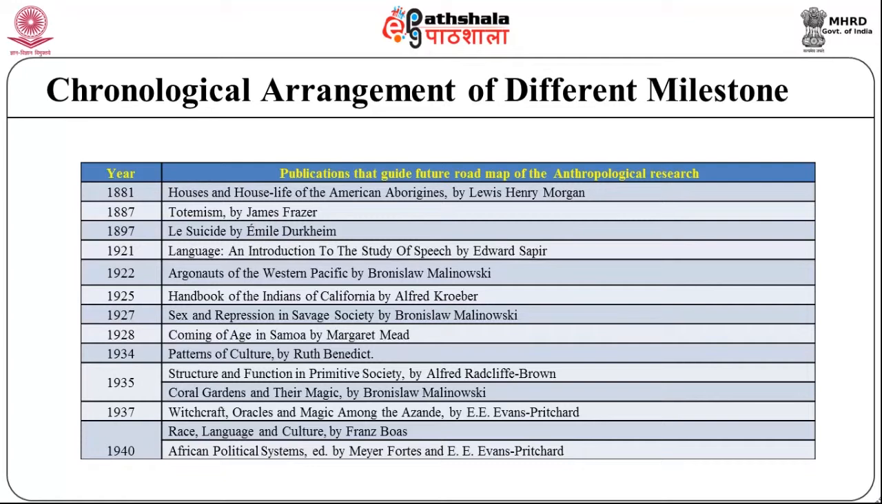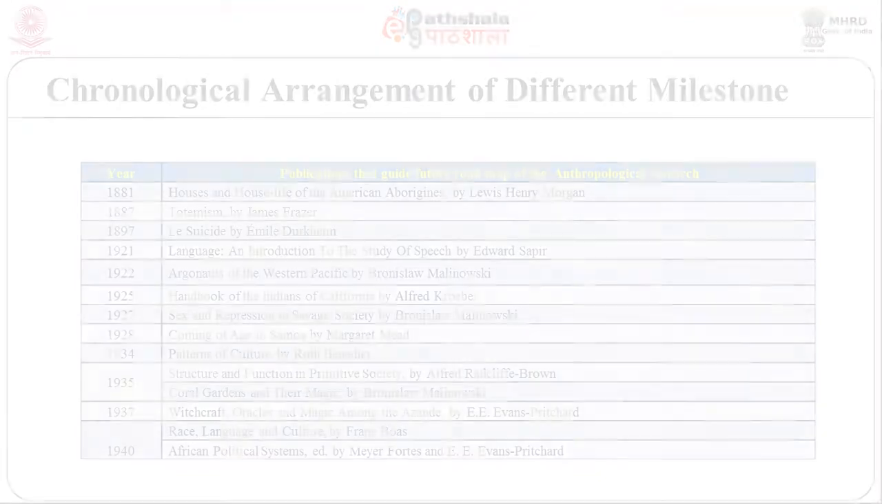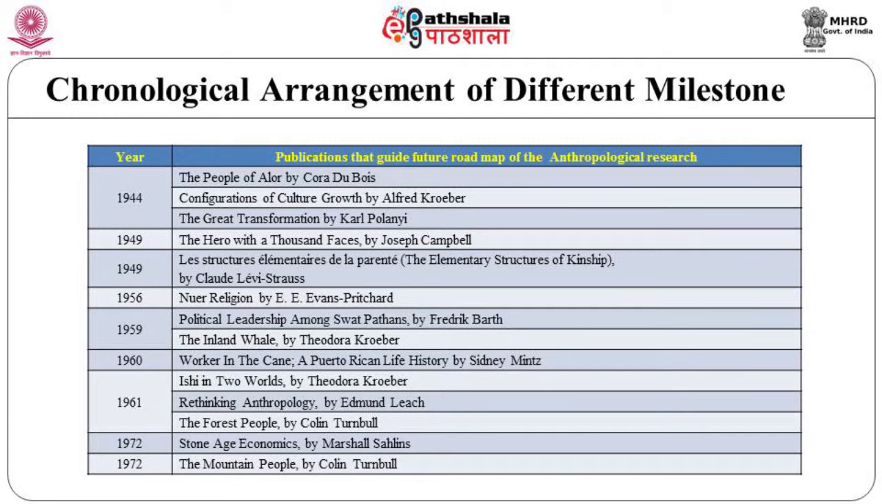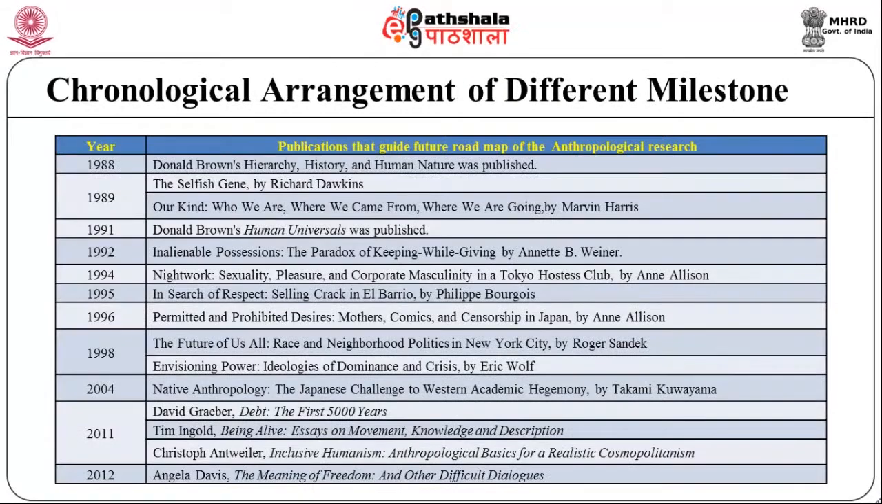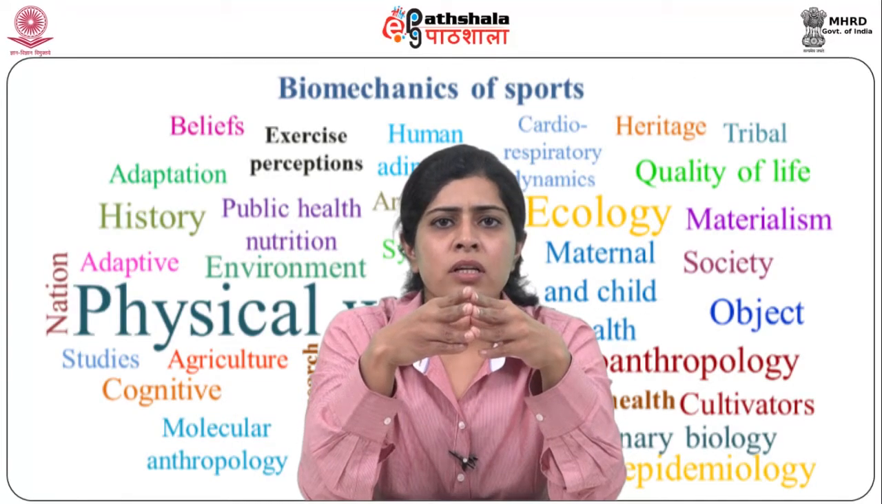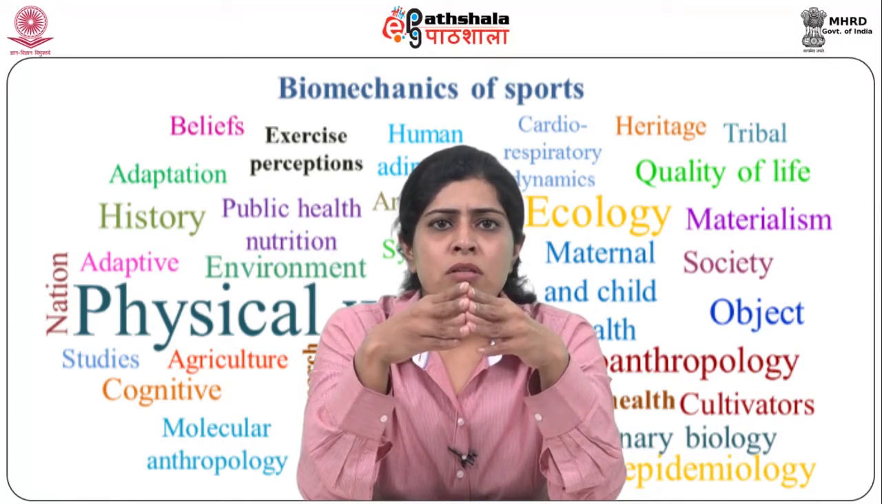Milestones in anthropology, like Argonauts of the Western Pacific by Bronislaw Malinowski in the year 1922, Handbook of the Indians of California by Alfred Kroeber in 1925, Structure and Function in Primitive Society by Alfred Radcliffe-Brown in 1935, Race, Language and Culture by Franz Boas in 1940, The Elementary Structures of Kinship by Claude Lévi-Strauss in 1949, Cows, Pigs, Wars and Witches by Marvin Harris in 1974, and the latest ones, like Inclusive Humanism: Anthropological Basics for a Realistic Cosmopolitanism by Christoph Antweiler in 2011, and The Meaning of Freedom and Other Difficult Dialogues by Angela Davis in 2012 are given in this table.